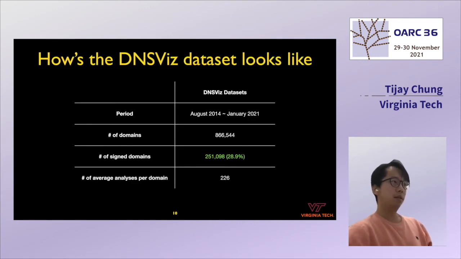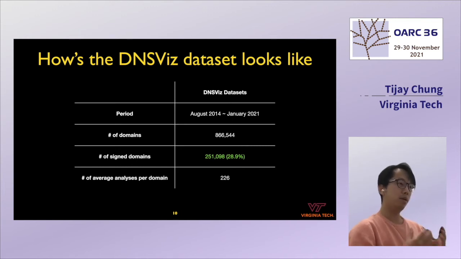So how does the DNSViz data set look? It spans from 2014 to 2021, so it is quite longitudinal. The number of domains input by users is 800,000, and the percentage of signed domains is nearly 30%.